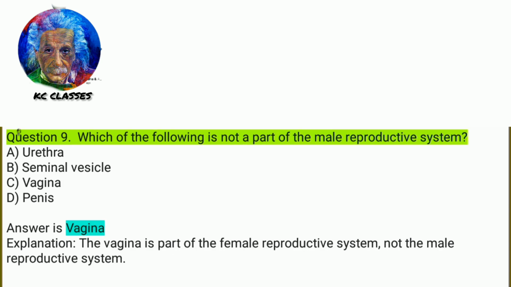Question 9. Which of the following is not a part of the male reproductive system? A. Urethra. B. Seminal vesicle. C. Vagina. D. Penis. Answer is vagina. Explanation: the vagina is part of the female reproductive system, not the male reproductive system.